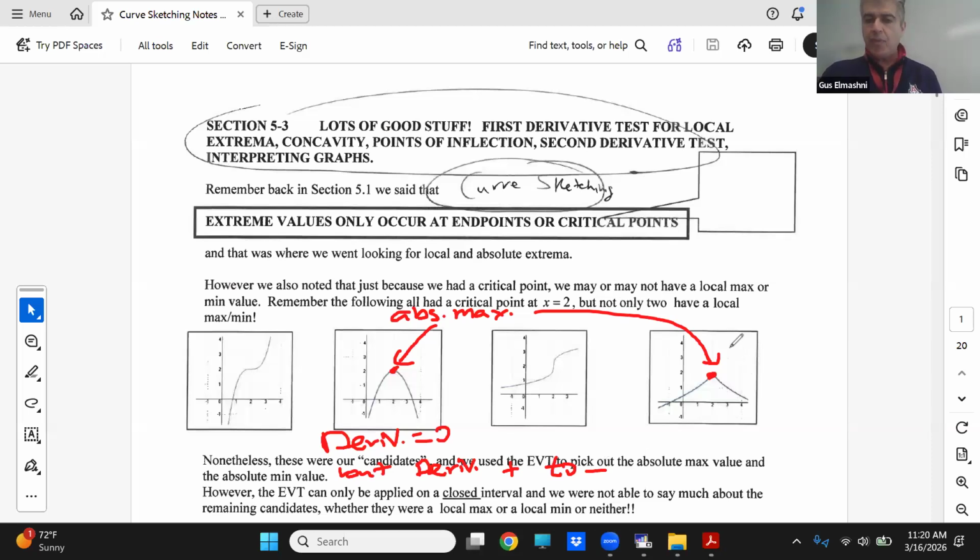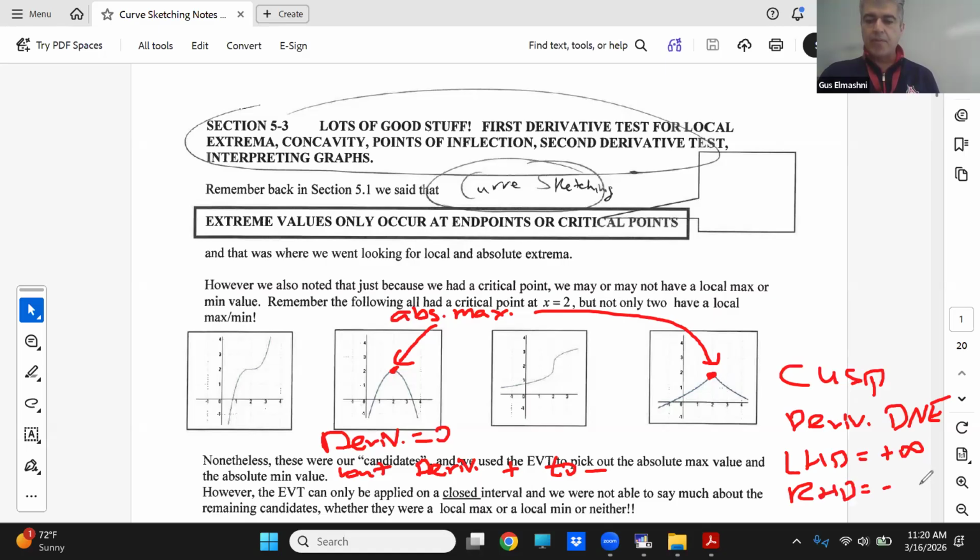Here, what's happening in the fourth graph? What do we call that? You guys remember? Cusp, good. So the derivative does not exist. But more specifically, the left-hand derivative is positive infinity. The right-hand derivative is negative infinity. So we're going to explore that.